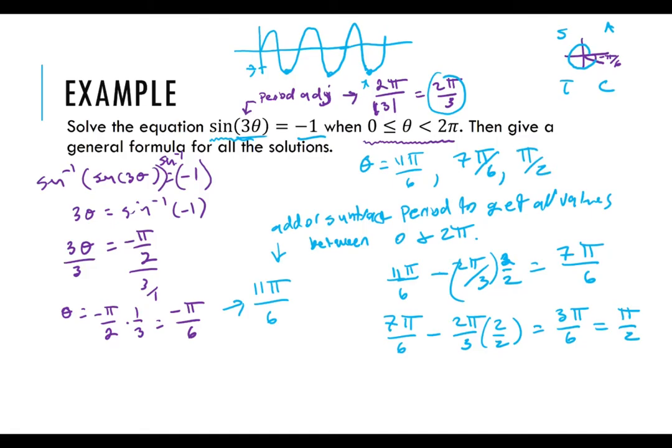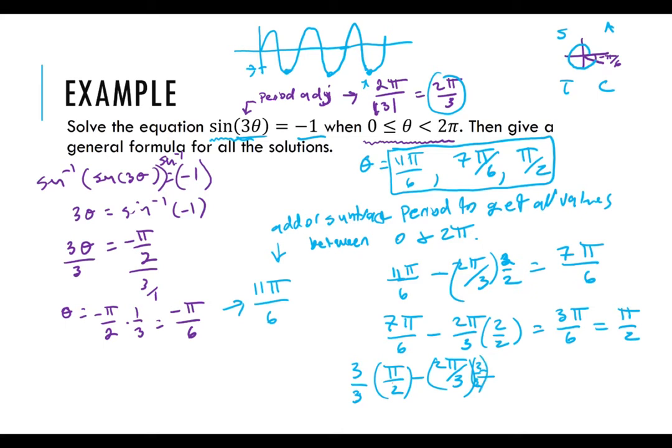Well, I claim that this is all of the solutions between 0 and 2 pi. Well, let's confirm that if you really want. What's pi halves minus that period 2 pi thirds? Pi halves minus 2 pi thirds, well, that's going to give me what? Multiply by 1's in disguise to get common denominators. That's going to be 3 over 3 on this side and 2 over 2 on this side. But then 3 pi minus 4 pi, that's going to be a negative value, and since it's negative, it's less than 0, so we're not going to care about it.